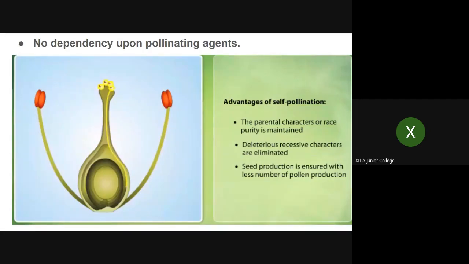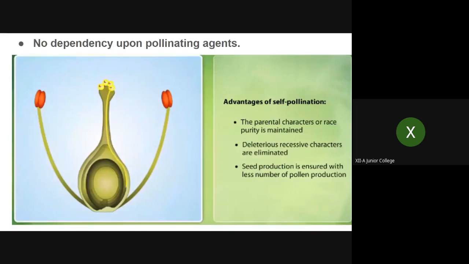Now the third, sometimes there are chances of recessive characters, where some are very important and some are not important. So elimination of unwanted characters can also take place by self-pollination, but there are just chances. These recessive characters are eliminated, not immediately, but after a few generations these characters, which are not required, get removed.